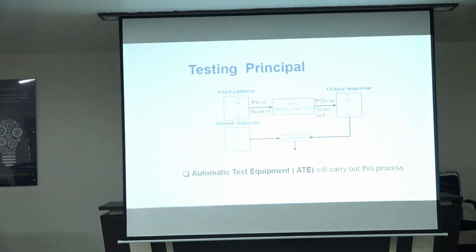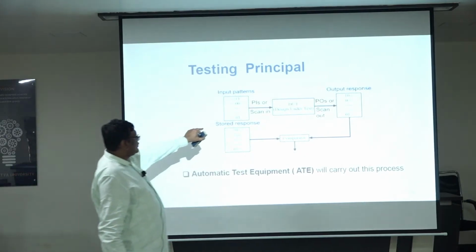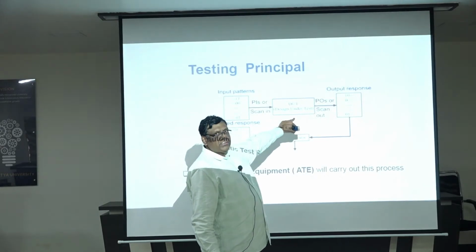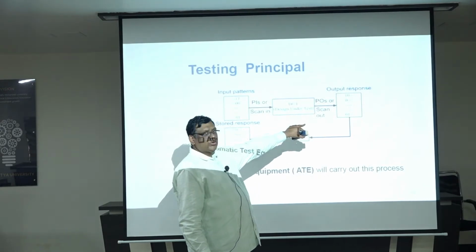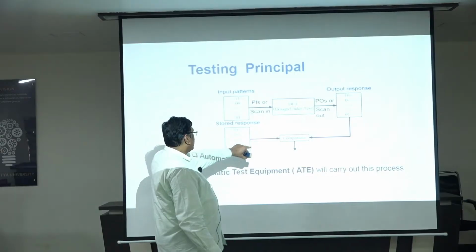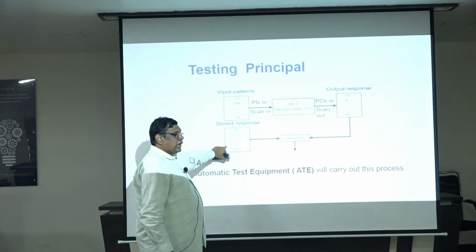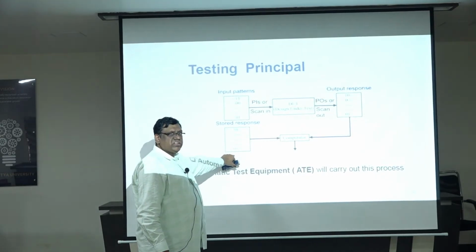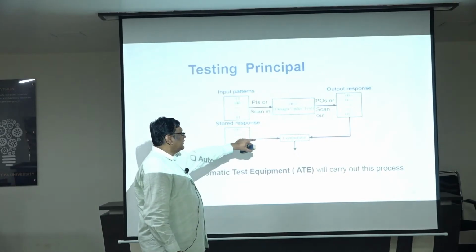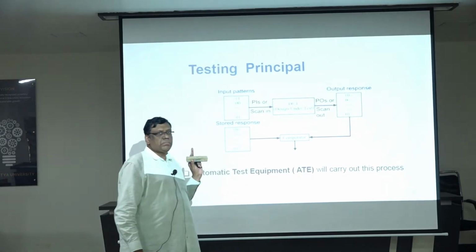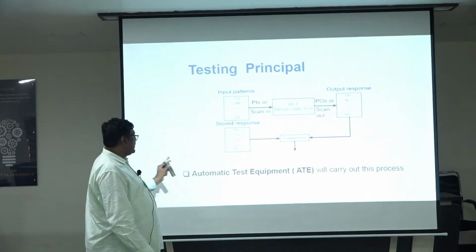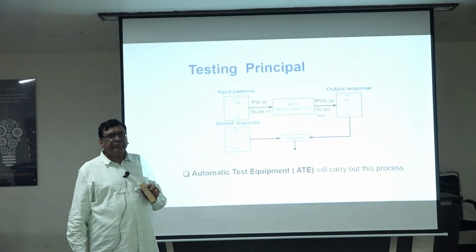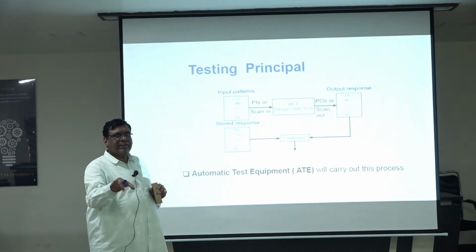Generally the test process is this. We give the patterns to it. This is your IC. The output response will come out. That response is compared with the ideal response: what is the response it wanted? If it matches, it is good, and it passes. ATE is nothing but automated test equipment. They will keep the IC on the tester and verify it.